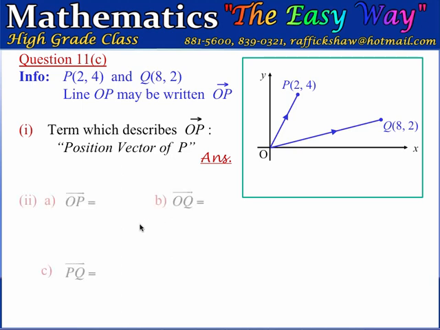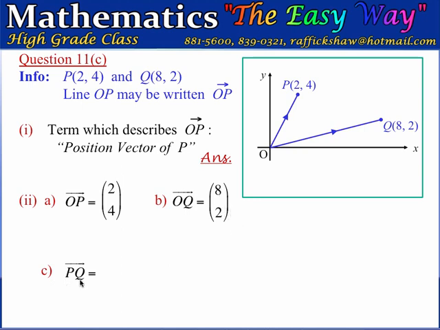Part 2 now wants us to find firstly the vector OP, and then the vector OQ, and then the vector PQ. Now, as I have said, the vector OP is a position vector of P, and the position vector of P will have the same values as the coordinates of P, and therefore the position vector of P is the vector 2, 4. This vector OQ is the position vector of Q, and this vector OQ also will have the coordinates of the point Q, and therefore the position vector of Q, OQ, will be equal to the vector 8, 2.